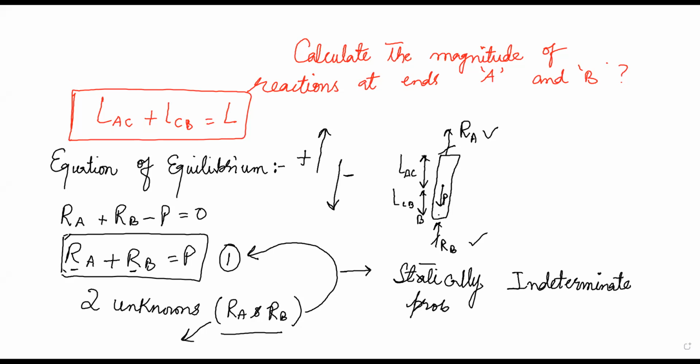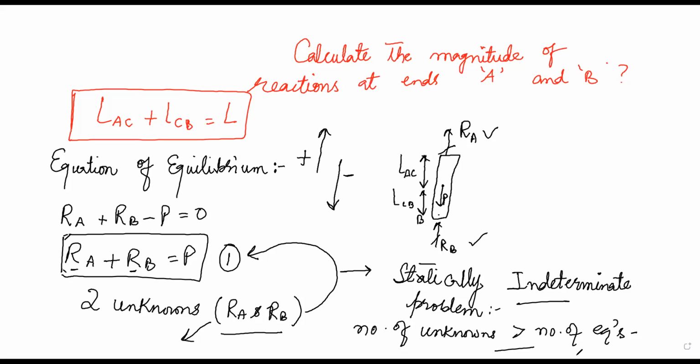What do you mean by statically indeterminate problem? When the number of unknowns in a problem is greater than the number of equations, such a problem is known as a statically indeterminate problem. That's what we have in hand. We're having a problem where the number of unknowns is more than the number of equations. This becomes a statically indeterminate problem.